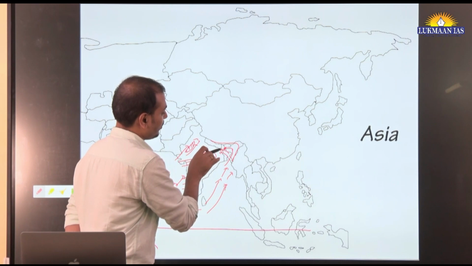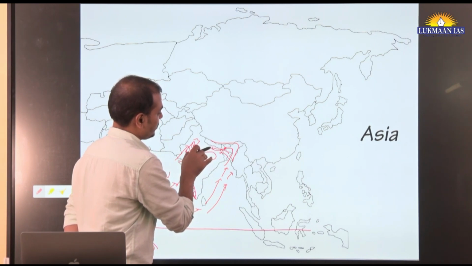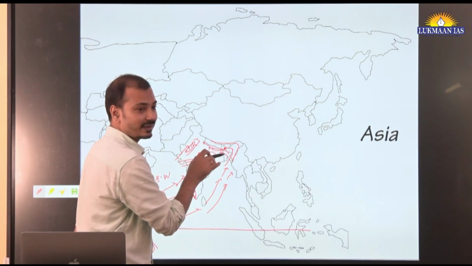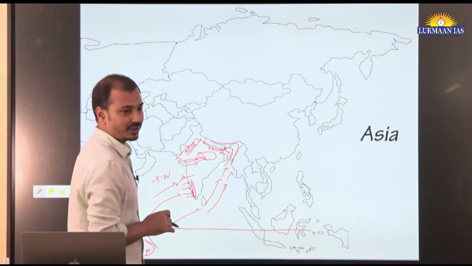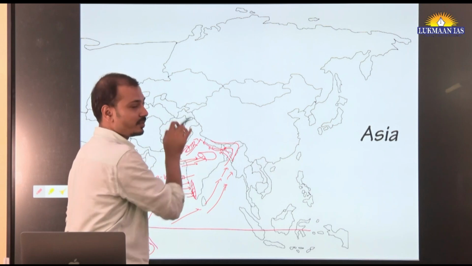And now they are moving over the narrow channel of northern plains like this, and they reach up to Delhi, Punjab region, merge with this branch from this side.